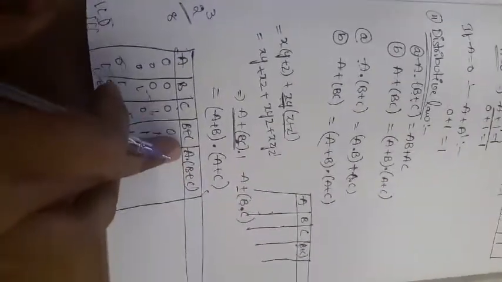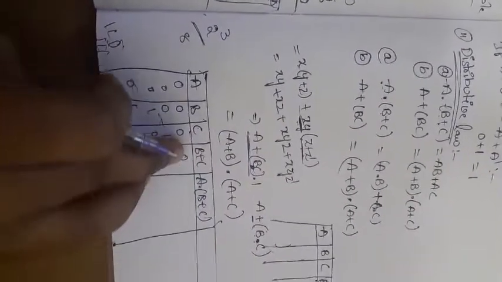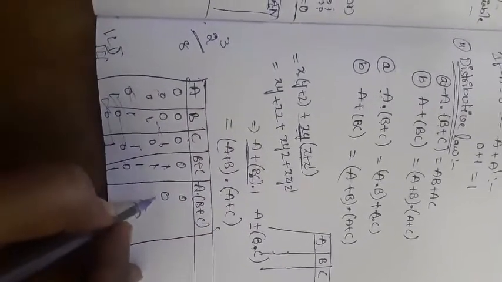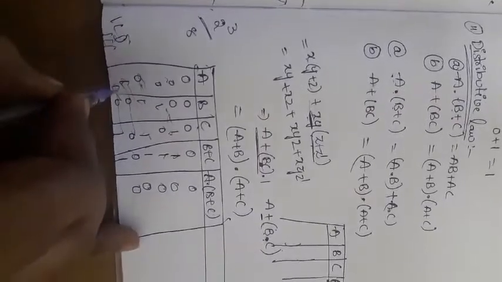And what is the next part? A into B plus C. That means the B plus C result we are having. Now A is multiplied with B plus C. So 0 into 0, 0. And 0 into 1, 0. 0 into 1, 0. 0 into 1, 0. And next 1 into 0, 0. And 1 into 1, 1. So like this you can simplify the remaining 2 parts also. Okay, so the LHS part is completed.